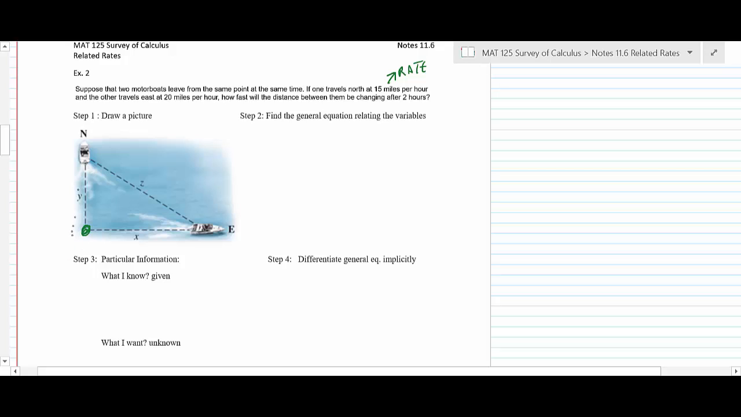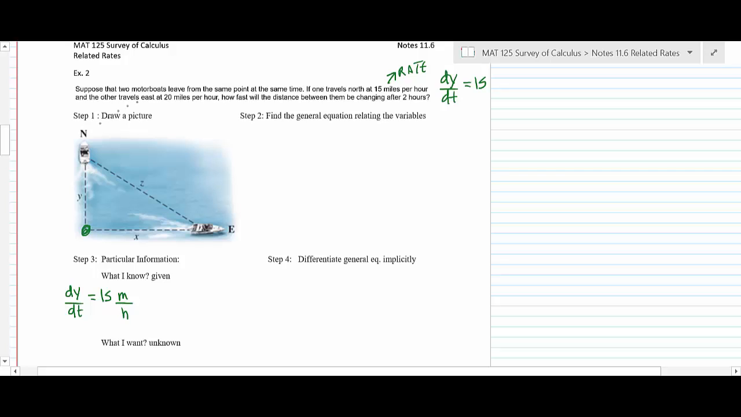Now let's talk about what that rate is. Which variable is talking about distance north? Y. So that means that dy over dt is what? 15. Now it's positive because north is positive. So that's something you're given. So you have to write this Leibniz notation correctly or you're going to struggle. So that's 15 miles per hour, okay? That's what that says.